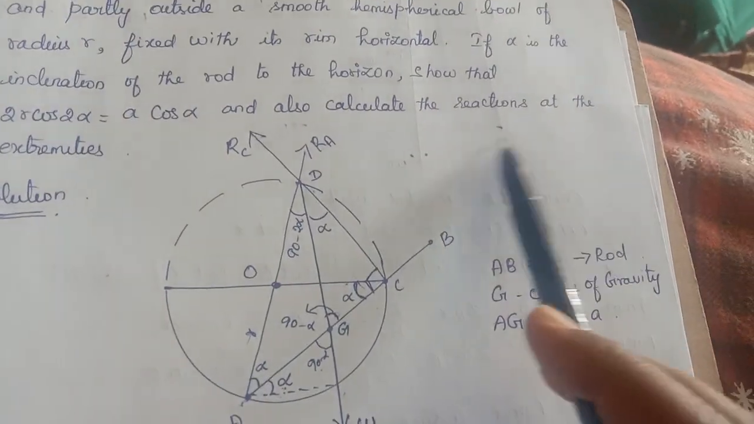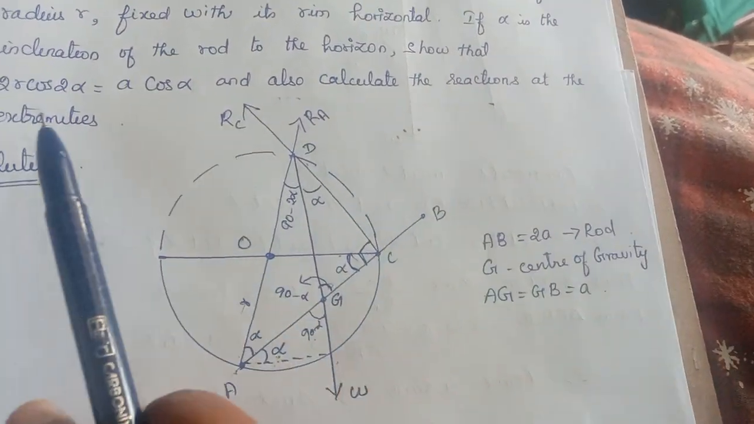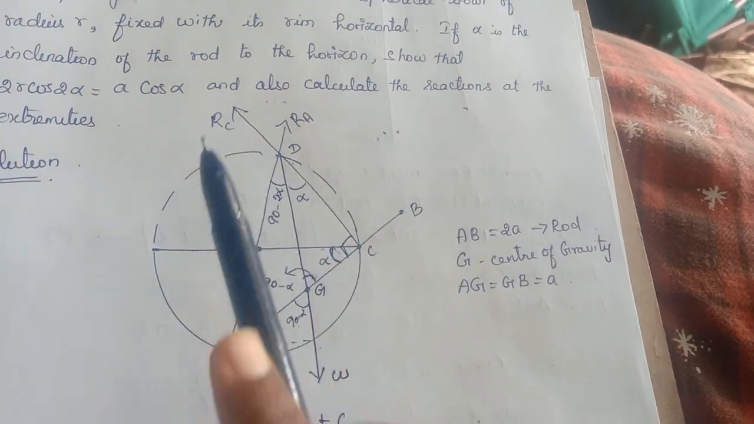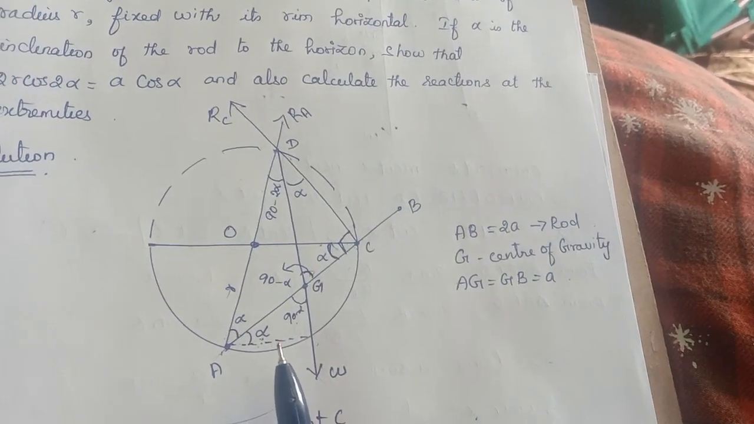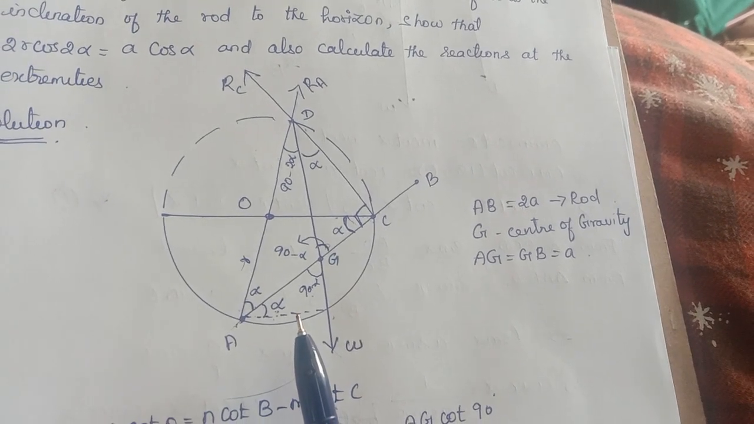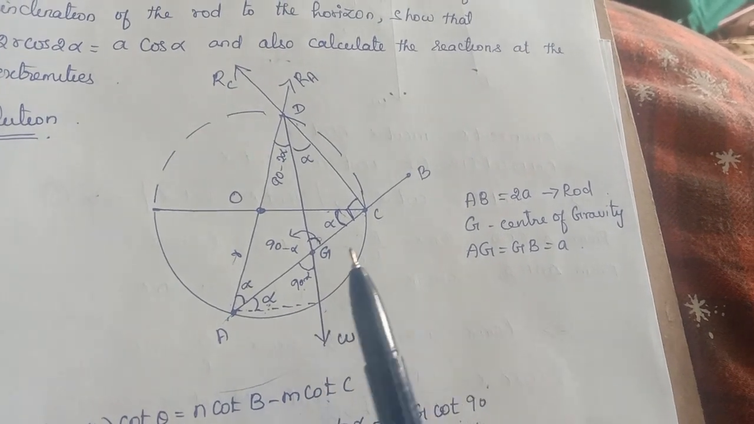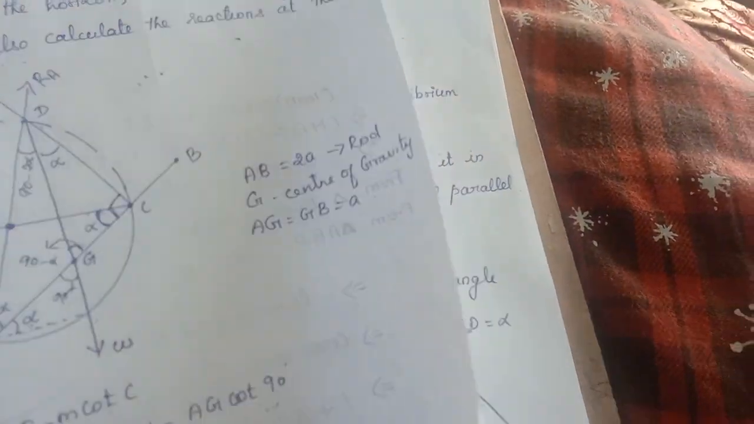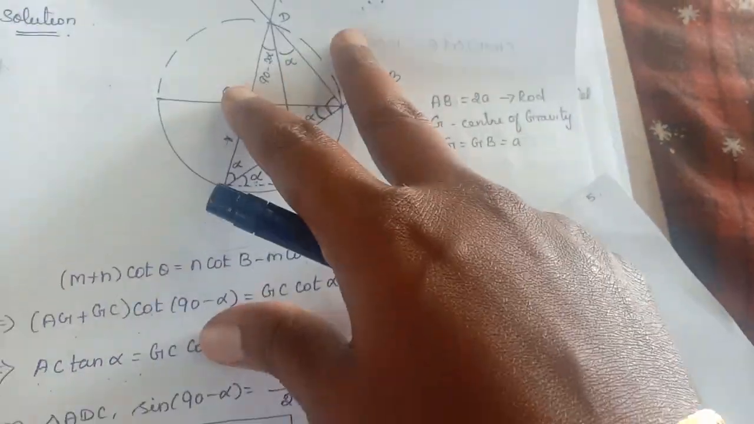Next, what we have to prove is, we have to find the reactions at the extremities. That is, RA and RC reactions we have to find. For that, I am going to apply Lami's theorem. So what is the statement of Lami's theorem? If three forces acting at a point are in equilibrium, then each force is proportional to the sine of the angle between the other two forces. So that property I am going to make use of here.